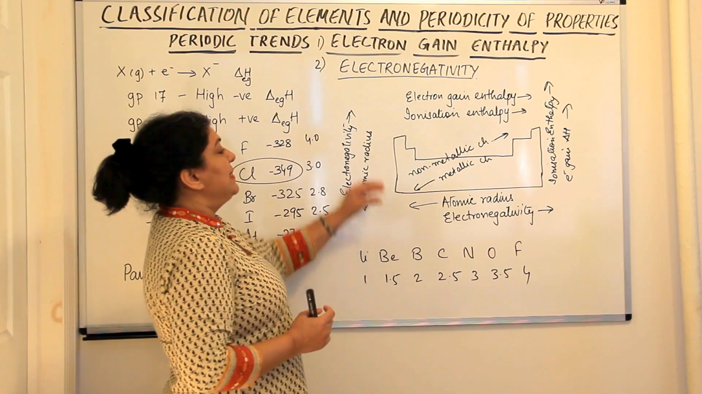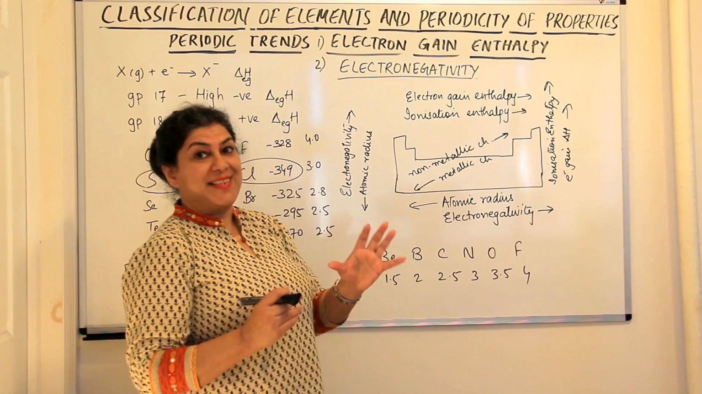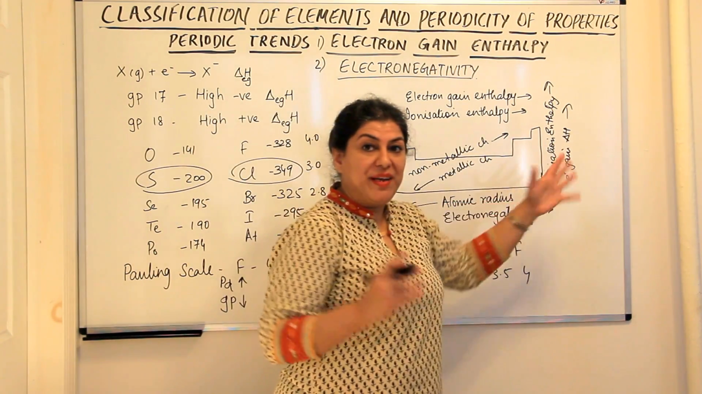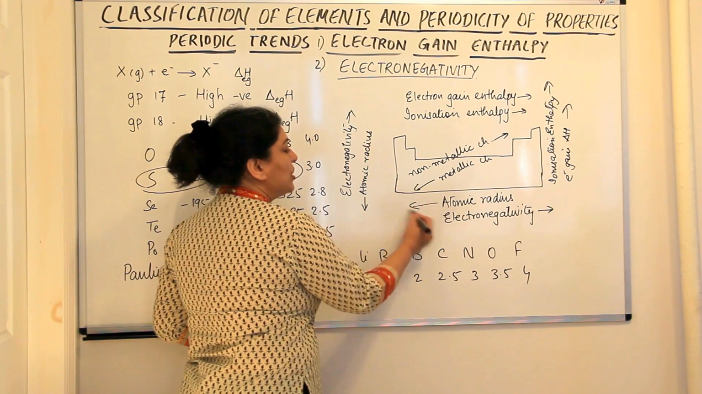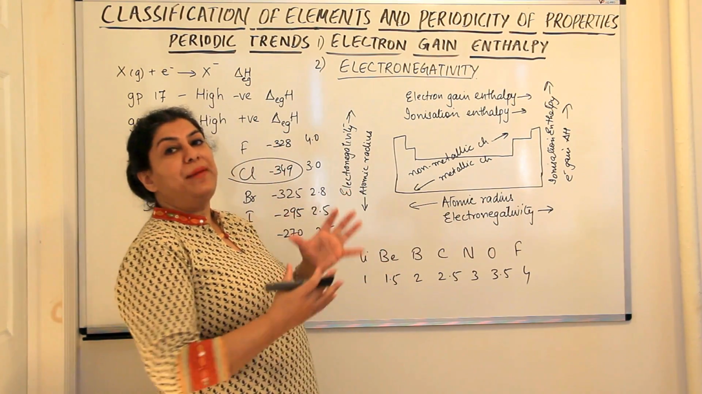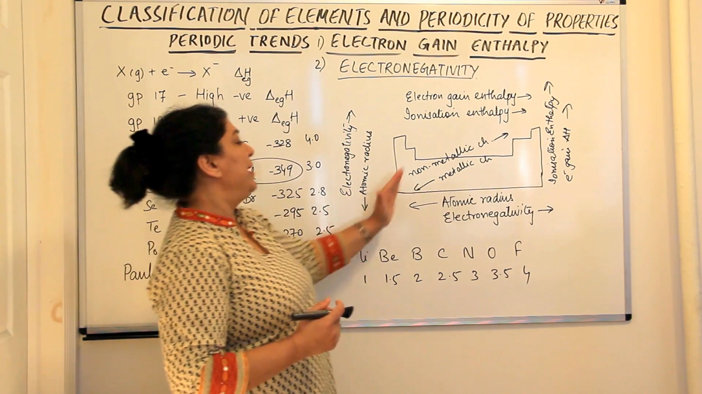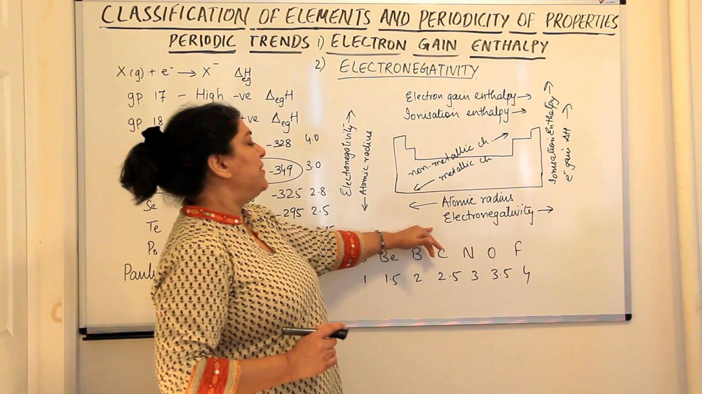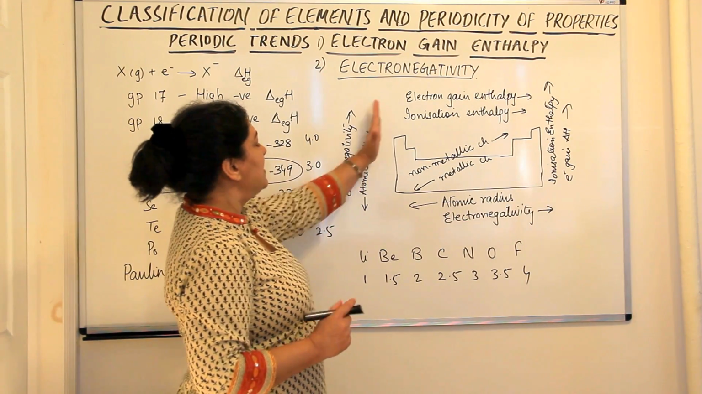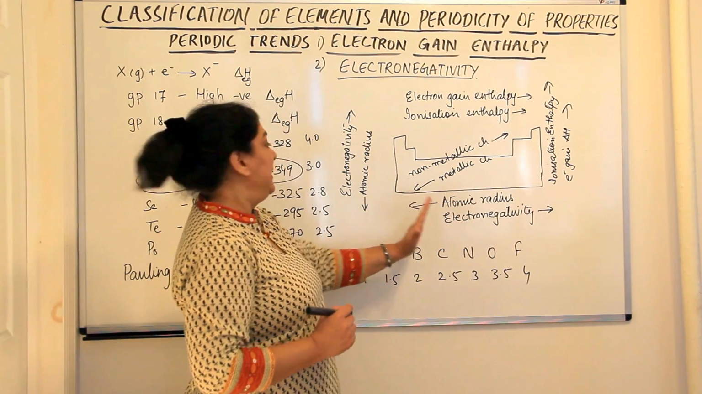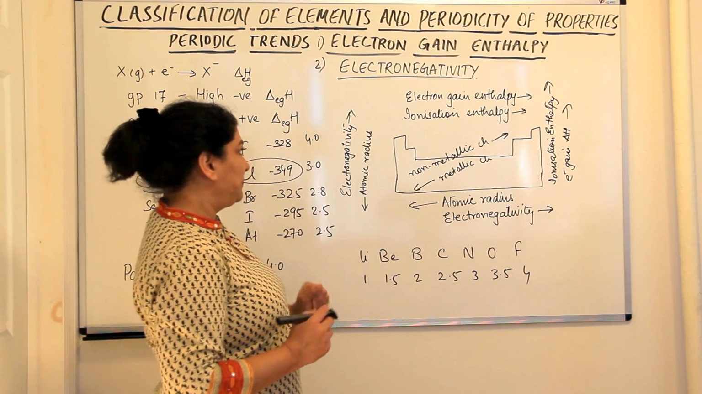The other property is, as we move from left to right in a period, the atomic radius decreases, the size of an atom decreases. The arrows point towards the side where that property is increasing. So atomic radius increases from right to left, or we can say from left to right, it decreases. Electronegativity increases from left to right. And atomic radius increases from top to bottom, and electronegativity decreases from top to bottom.